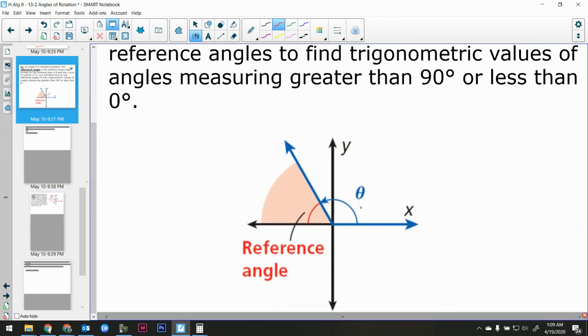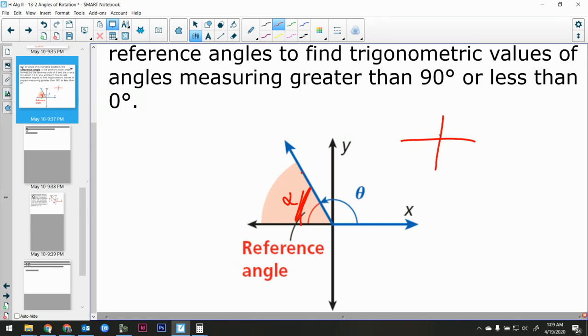Say I had this angle. I don't know what it is, maybe 110 degrees, 20 degrees past 90. What would the reference angle be? Well, the reference angle is always made with the x-axis and the terminal side. So if it lands in quadrant 2, like this one does here, this is going to be my reference angle. Call it alpha, call it whatever, right? Doesn't matter.